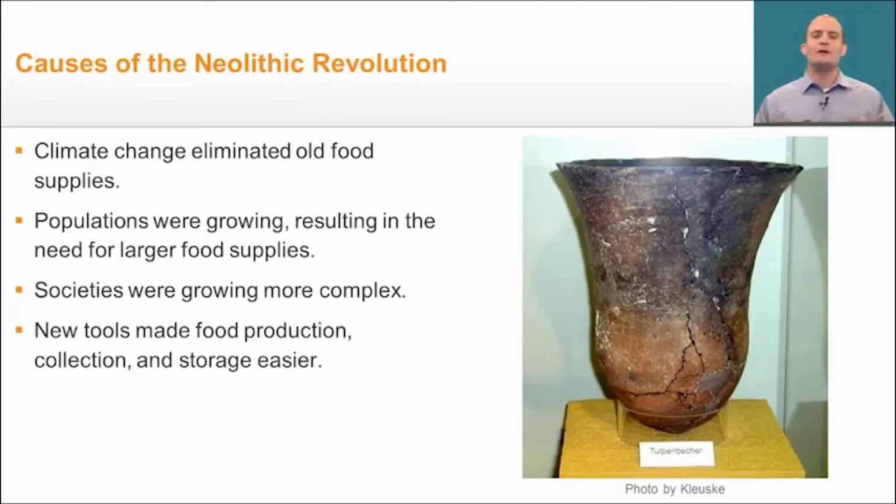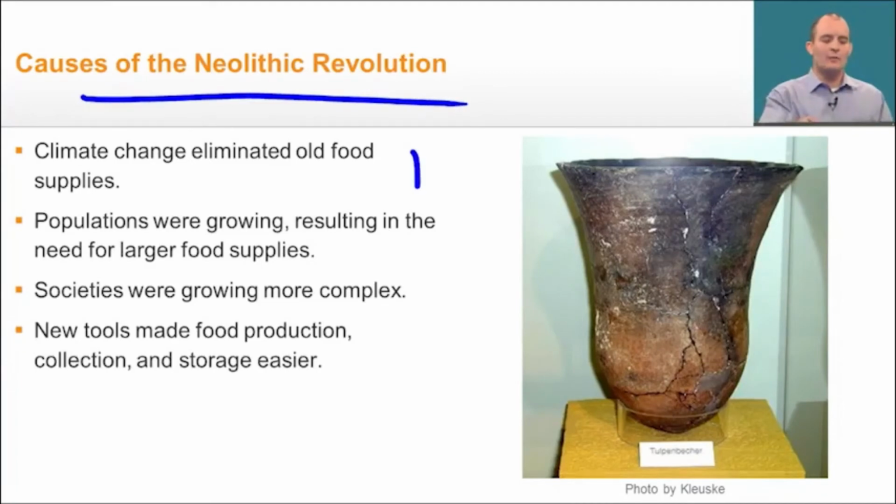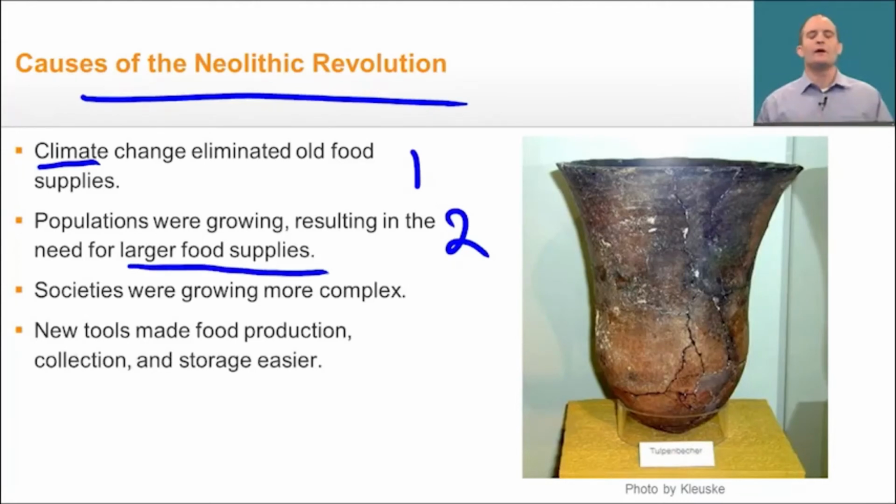Now, there are many different causes of the Neolithic Revolution. The first, and possibly the most important, was that climate had eliminated the old food sources. So humans, they had to adapt over thousands of years. Remember that. They didn't just wake up one day and think, you know what, I'm tired of hunting. I'm going to domesticate animals. No. It was a general process that took a very long time. Now, other changes that were occurring is that populations, they were growing, resulting in the new need for a larger food surplus. If you have more people, you have more mouths to feed. Now, 3, societies, they were growing more complex.